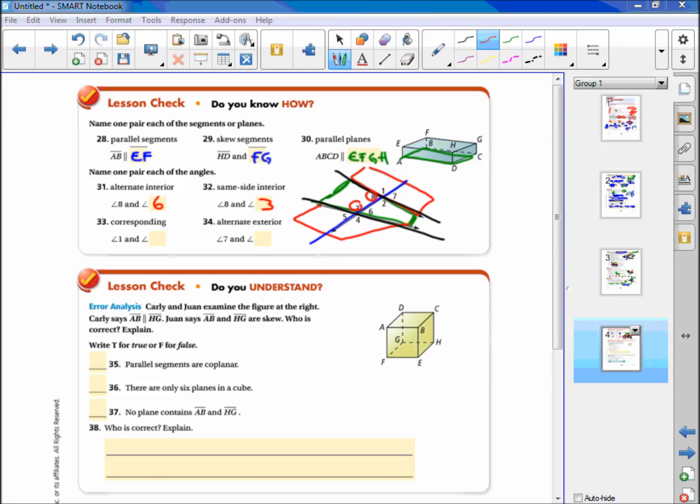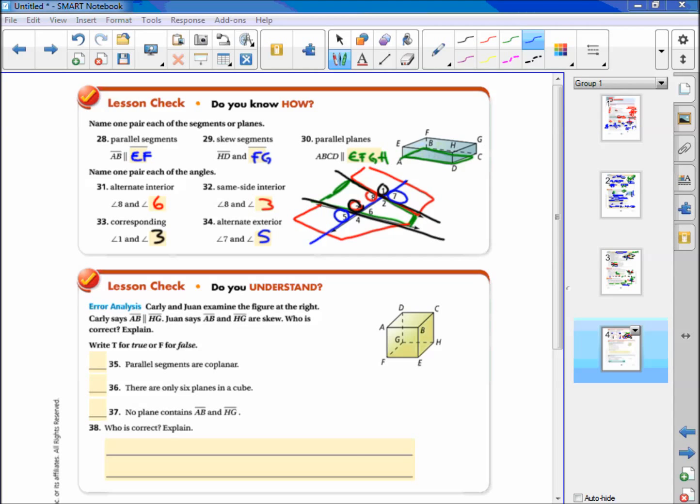Okay. Corresponding with angle 1. Angle 1 is our top middle here, I guess. Best way to describe it. So if we look on the other part where the other line crosses the transversal, the top middle would be angle 3. Okay. And then alternate exterior with 7. Well, 7's in the exterior, that's over here. And then on the alternate side, 5 is in the exterior. So 7 and 5. All right.